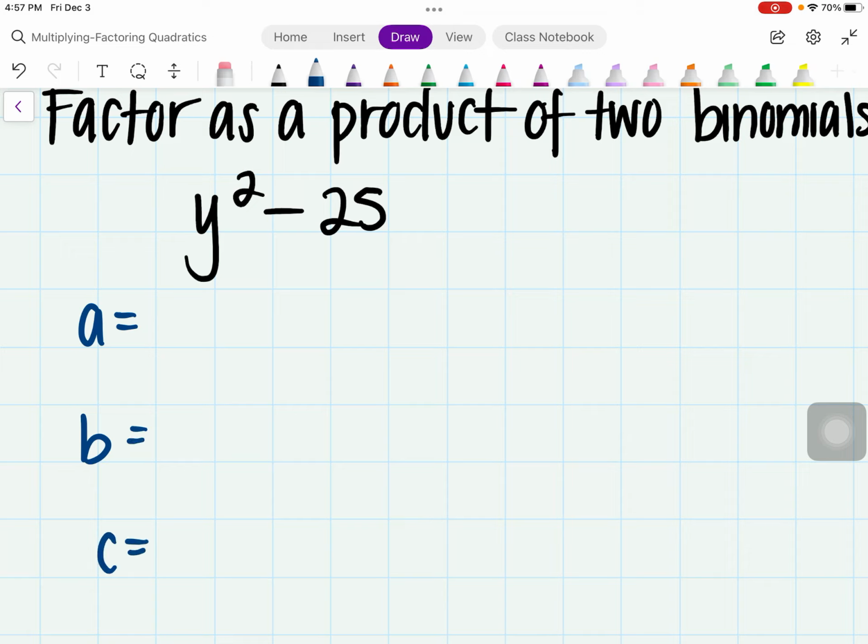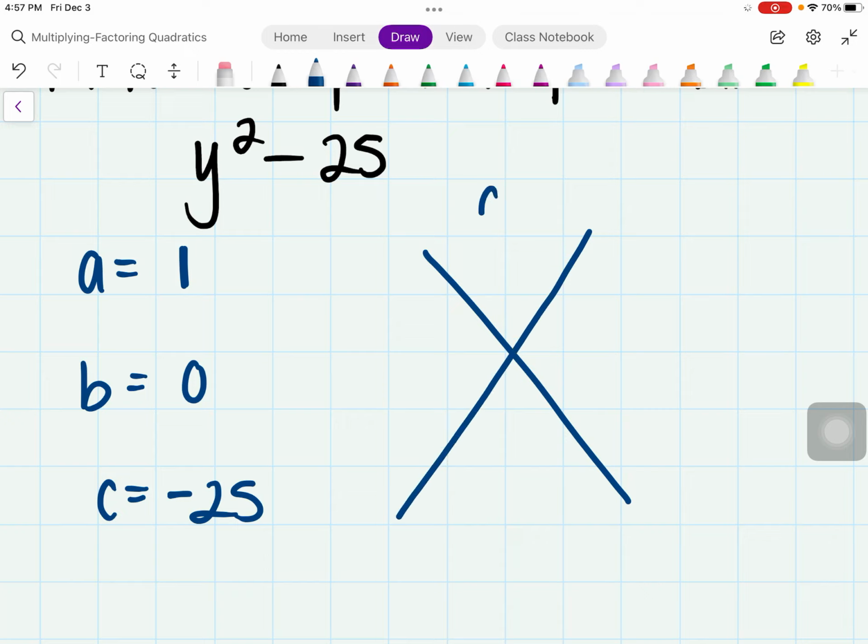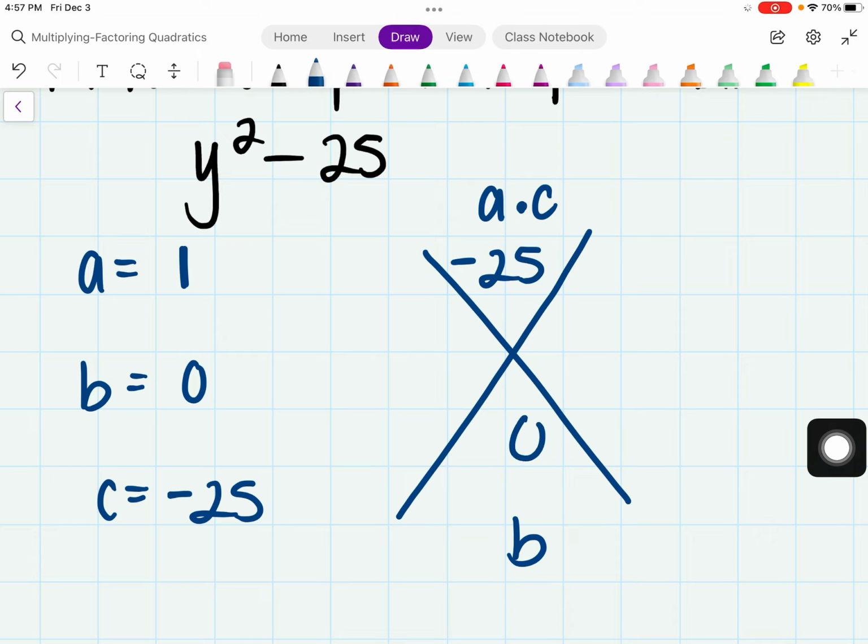A in this case represents our leading coefficient or the number in front of the y squared, which in this case is a 1. B represents the x coefficient, which is the number in front of the x. In this case, we don't have an x, so we'll just make that a 0. And C in this case represents the constant, which is the number that's by itself, which is a -25. So let's go ahead and build our diamond once again. On top, we have A times C. On the bottom, we have B. So A times C is -25. B in this case is a 0.